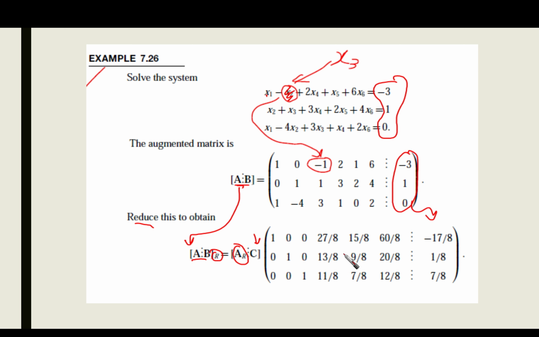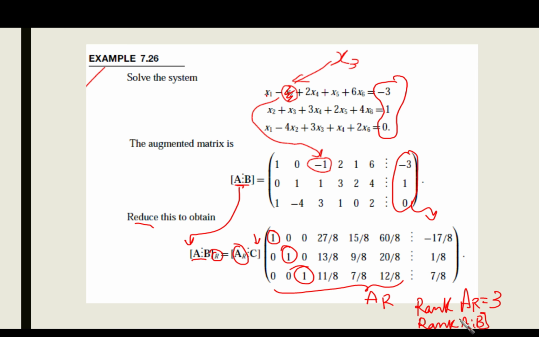Okay. When we reduce the augmented matrix, we found that we have 1, 1, 1 here. So this means that the rank of matrix A, this is AR, remember this part is AR. The rank of A or AR is the number of non-zero rows, which is 3. And the rank of the augmented matrix, which is this B reduced, for example, is also 3.